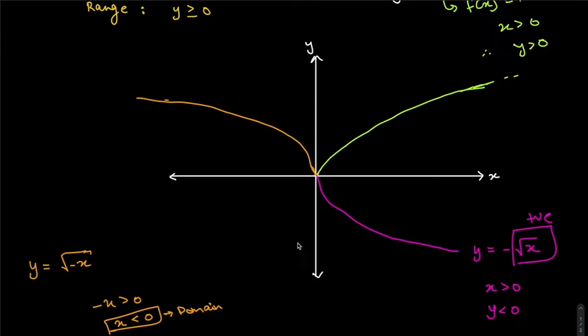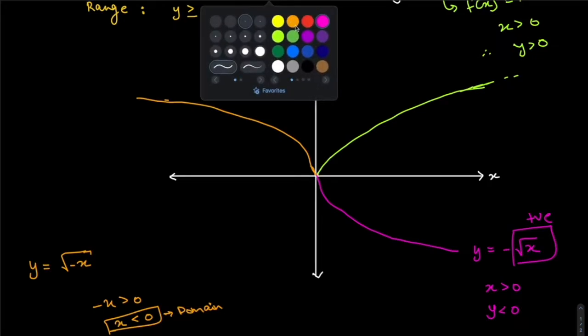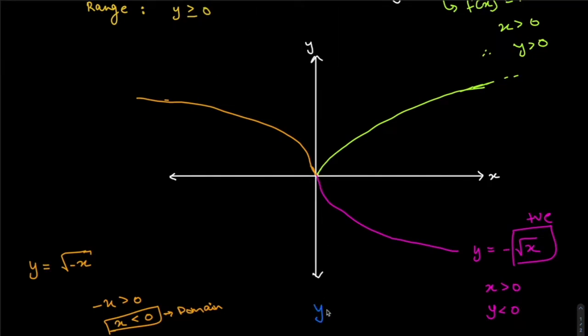Now again, let me change the color one more time. Maybe if you were to take y is equal to negative of square root of negative x, like this, then you would have this line right here.